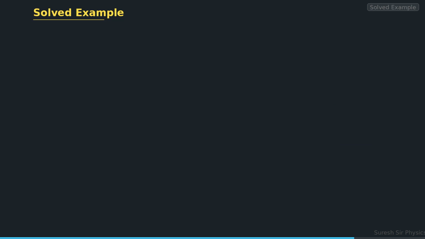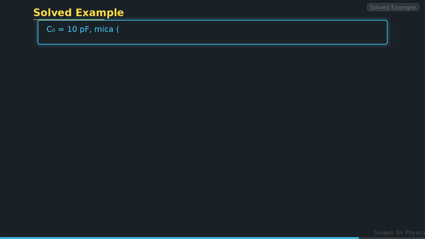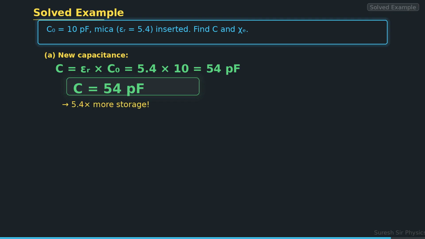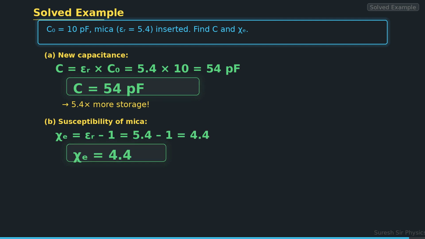Solved example. A parallel plate capacitor has C0 equals 10 picofarads. A mica sheet with epsilon r equals 5.4 is inserted. Find A, the new capacitance, and B, chi E of mica. Solution. A. New capacitance: C equals epsilon r times C0 equals 5.4 times 10 equals 54 picofarads, which implies 5.4 times more storage. This is why dielectrics are used in capacitors. B. Susceptibility of mica: chi E equals epsilon r minus 1 equals 5.4 minus 1 equals 4.4, which is dimensionless as expected.